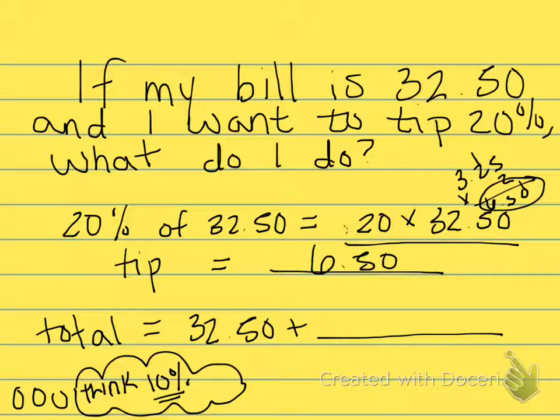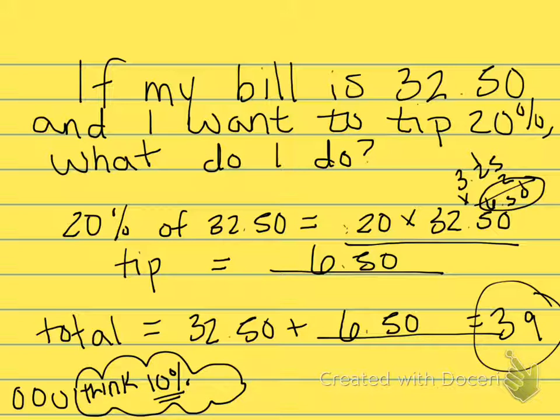So then for my total bill, I am responsible for adding my tip to my total. So I would need $32.50 plus $6.50, which is going to give me, if I add my 50 cents together, that gives me 33 plus 6. So now my total bill becomes 39.